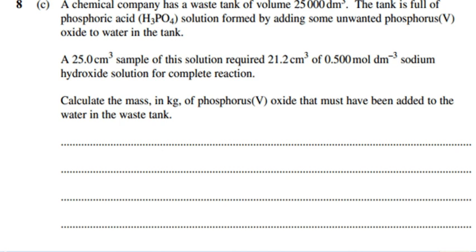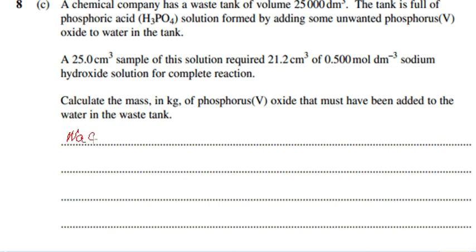So H3PO4. From GCSE chemistry, I know sodium hydroxide reacts with HCl to form NaCl and H2O. So one hydroxide ion reacts with one hydrogen ion. In this neutralization reaction, I've got three H's here, so I'm going to need three sodium hydroxides because I need three hydroxide ions. So I am going to require three times more sodium hydroxide in terms of moles than H3PO4, phosphoric acid.